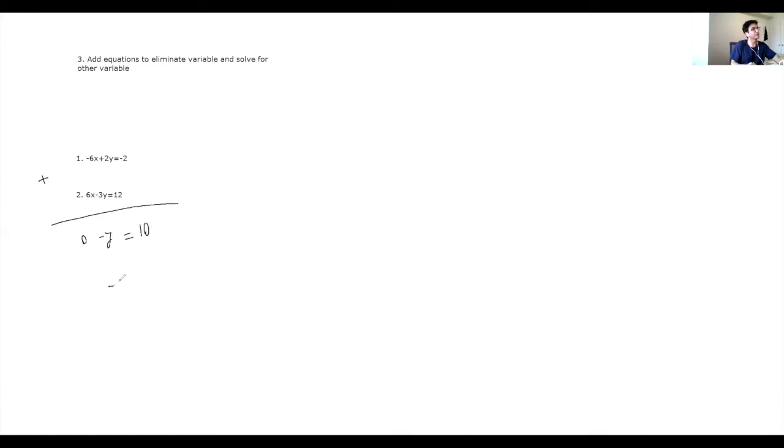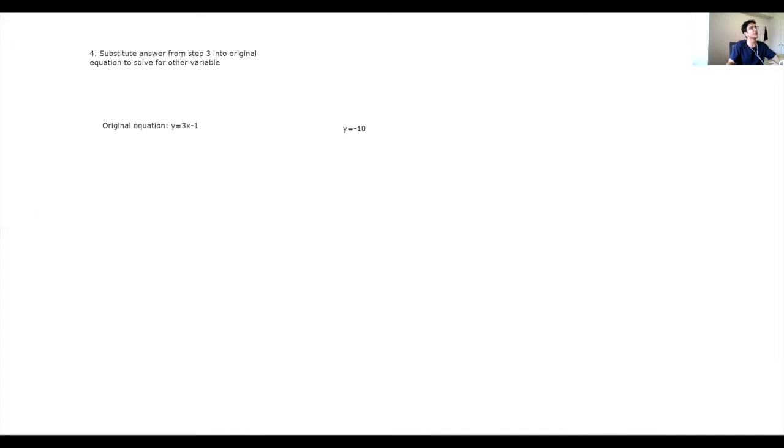So now I have -y is equal to 10, but I'm looking for positive y. So how do I solve for y? I just simply multiply both sides by -1. So I have y is equal to -10. So I have now solved for one of the variables, and now we can move on to the fourth step, which is to substitute the answer from step 3 into the original equation to solve for the other variable.